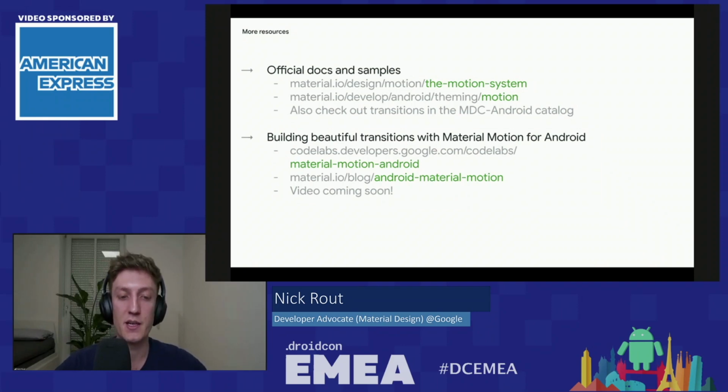Recently, we've published a whole bunch of content under the name Building Beautiful Transitions with Material Motion for Android. Currently, it's in the form of a code lab and a blog post, and we have a video coming out on this soon. This goes through a similar process to how I did it with my app, with a material study app called Reply.